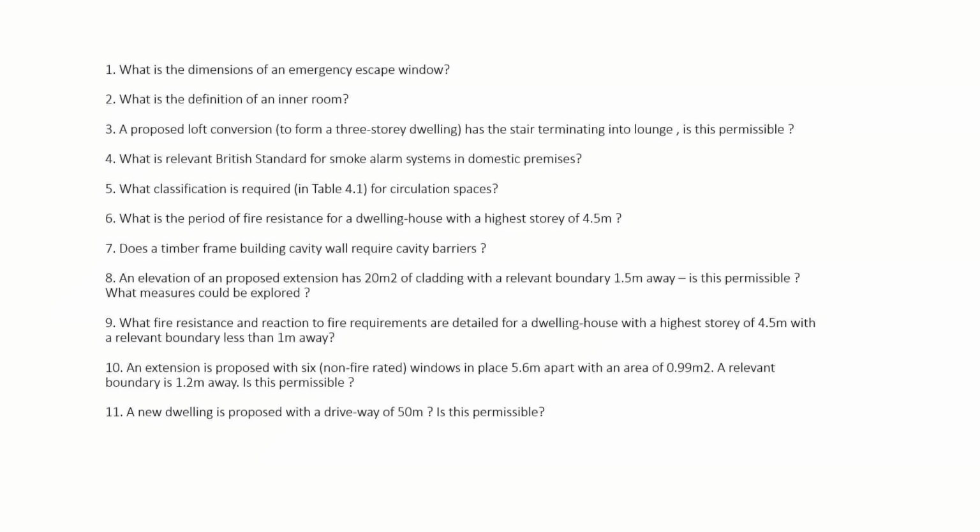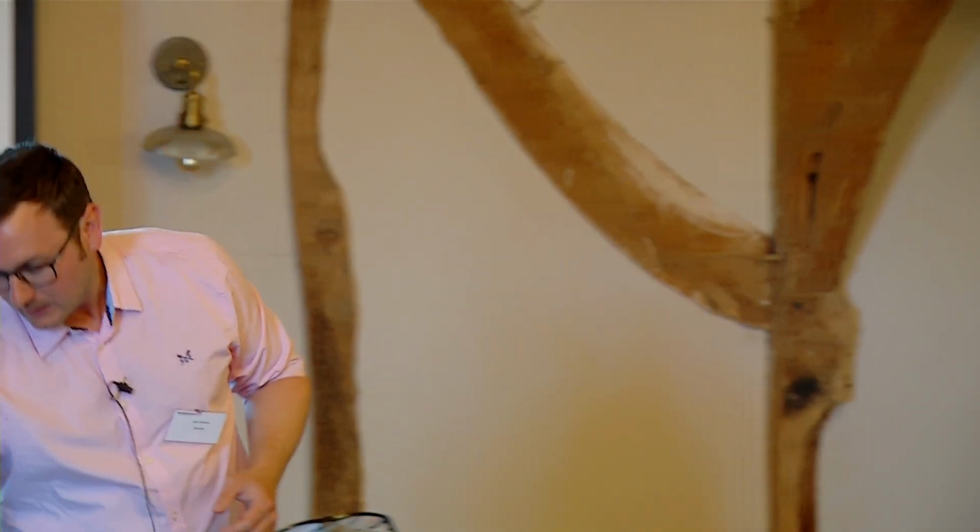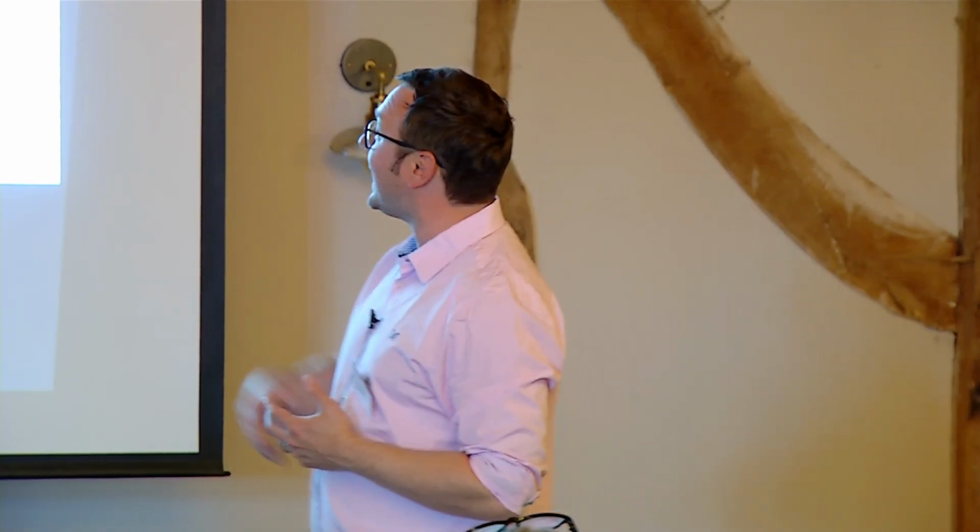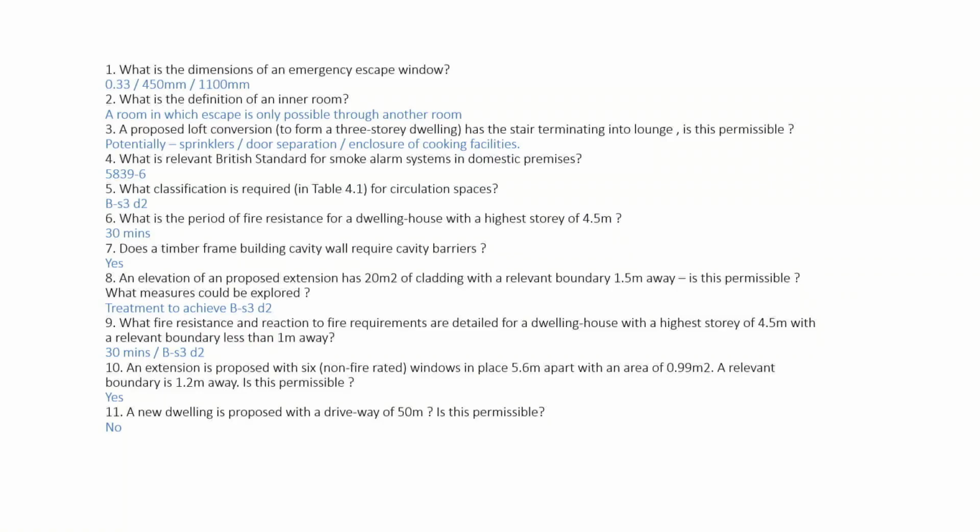A new dwelling is proposed with a driveway of 50 metres. Is this possible? Yes. Potentially. So they can put a hammerhead in place, they can put a turning circle in place, or they can look at mitigation measures as long as it's in accordance with the fire authority's requests. And that very much, I said no, but potentially. Anyway, so there you go, that lists all those requirements.